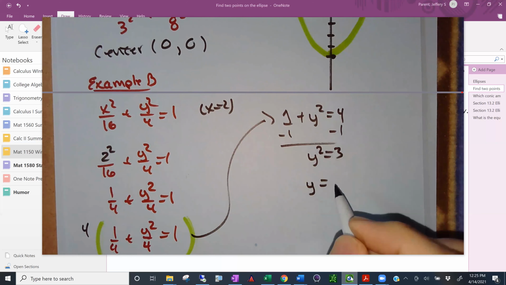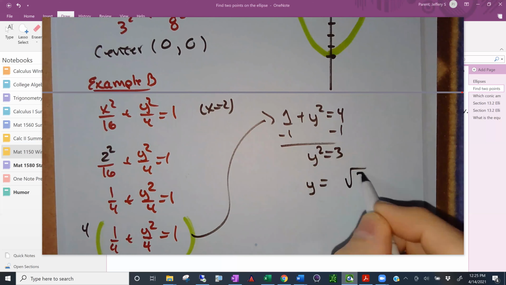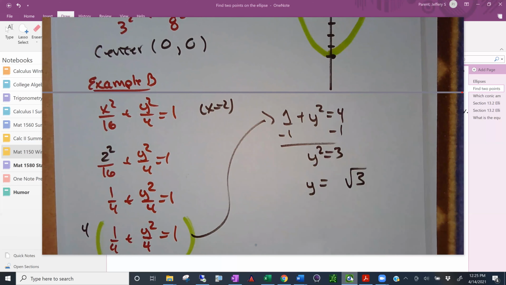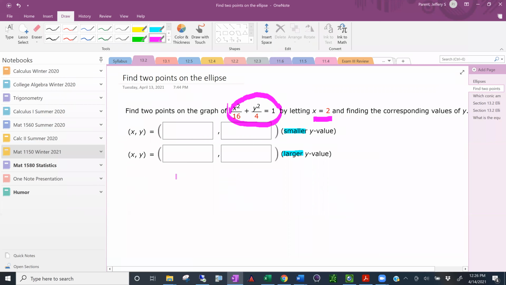The square root of 3? Good, square root of 3. Someone want to add a little bit more to that to make that a complete answer? Plus or minus. Yeah, we need that plus or minus. Now, kind of a clue that you need that plus or minus is the fact that they're looking for 2 solutions. All right, they're looking for one with a smaller y value and one with a larger y value.